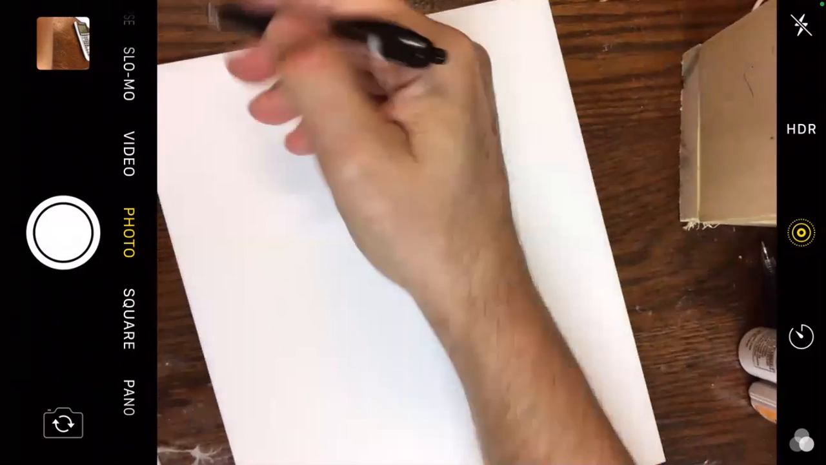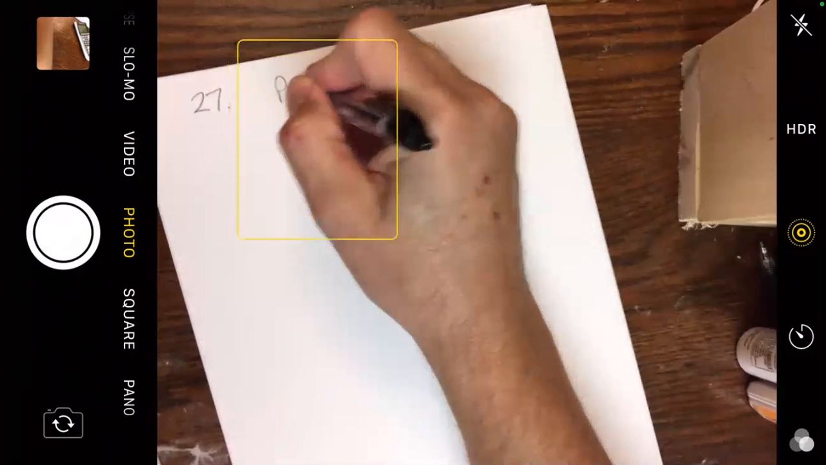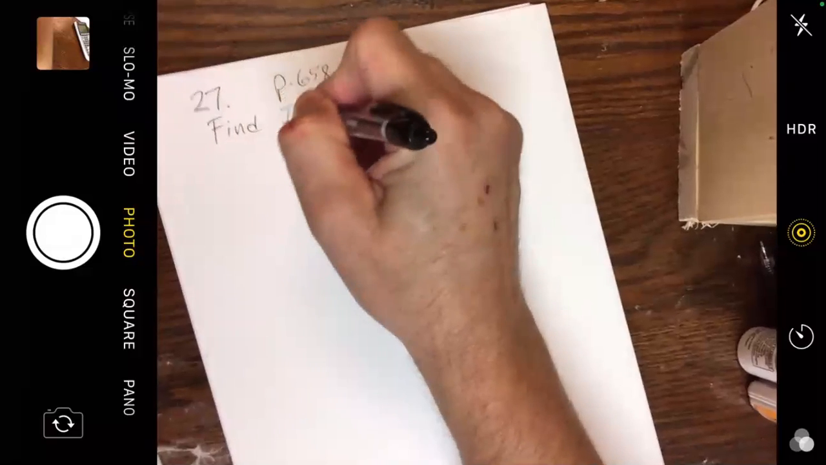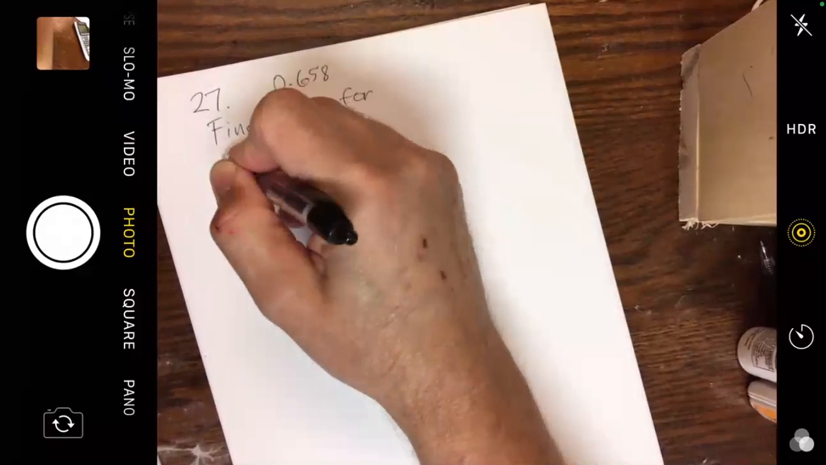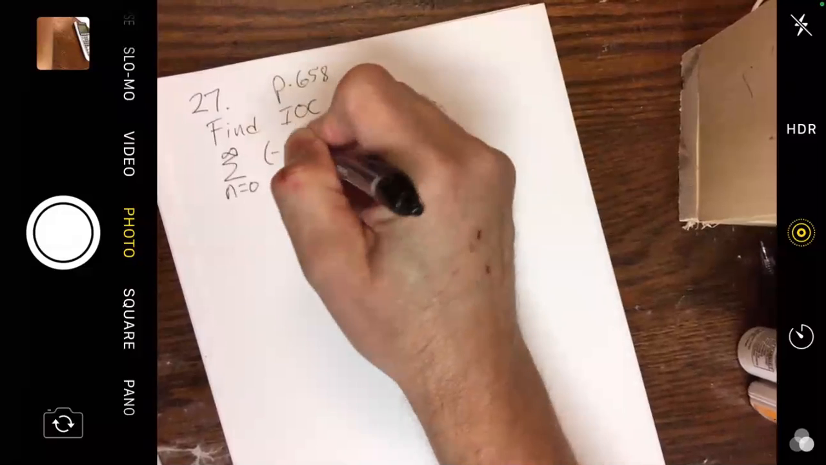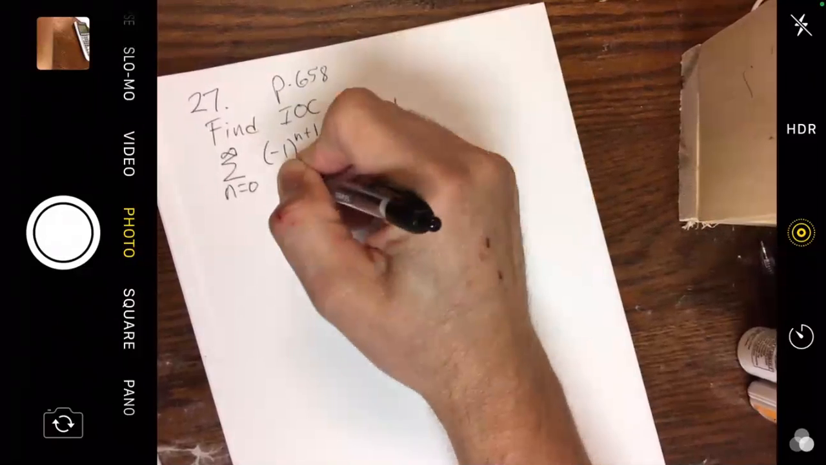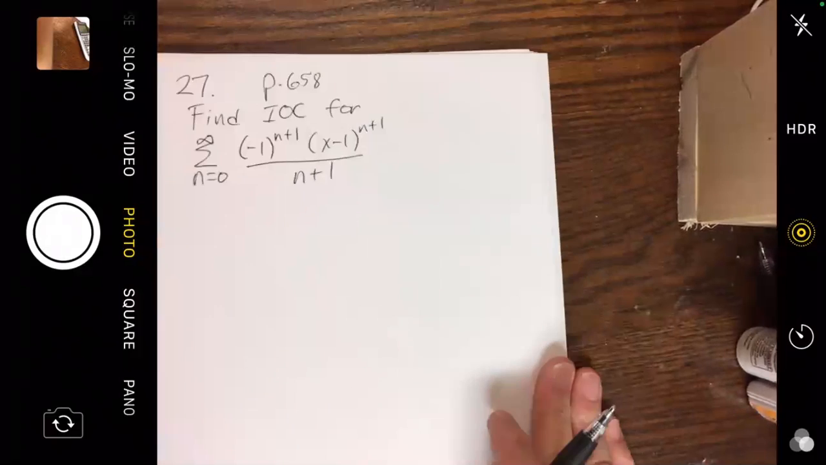We'll be here a while. Start at the top of a clean sheet of paper like I am. It's off page 658. Find the IOC for the sum of (-1) to the n plus 1, times (x minus 1) to the n plus 1, over n plus 1. I know that reads, do you want to see a few pieces written out? Because otherwise it does read like real gibberish.